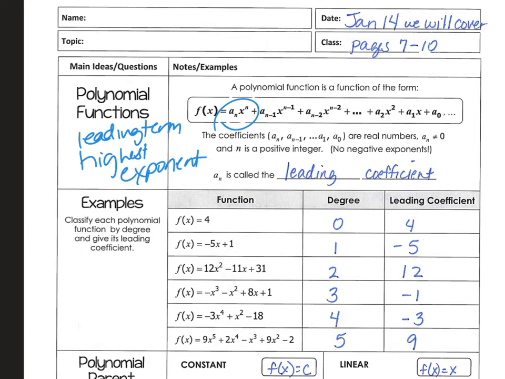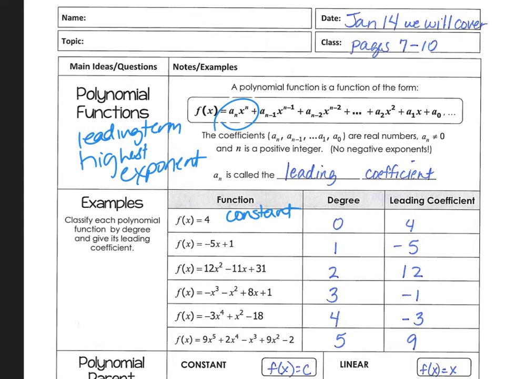It says classify each polynomial function by degree and give its leading coefficient. We're just going to list the degree as a number, but we can also write in the names as we go through this. So f of x equals 4. We have just a number, no letters, but it's still a polynomial of degree 0. This is called a constant function, and a constant function will have no variables, so no letters at all. The leading coefficient here is just that number 4. And coefficient means the number in front of the variable for that particular term.